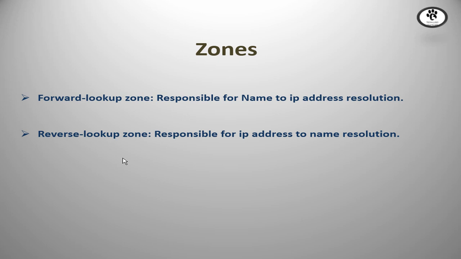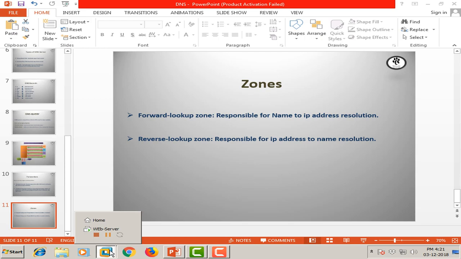This zone will store the records. I already explained about A record, AAAA record, PTR record, CNAME record. These and all will be stored in forward lookup. Some of the records will be stored in reverse lookup. All this we are going to see in the practicals. Now we are going to get into the practicals.